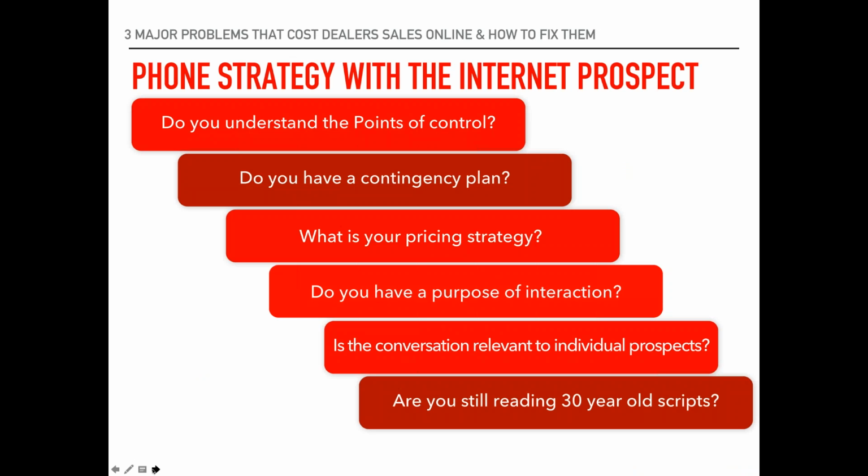So when I talk about phone strategy, do you understand your points of control? Do you have contingency plans? What am I talking about? Where are the areas in a typical phone call where you have the opportunity to gain control or lose control? What's your contingency plan? What do I say or what do I do if the customer does not follow the process I like them to follow? What is the pricing strategy?